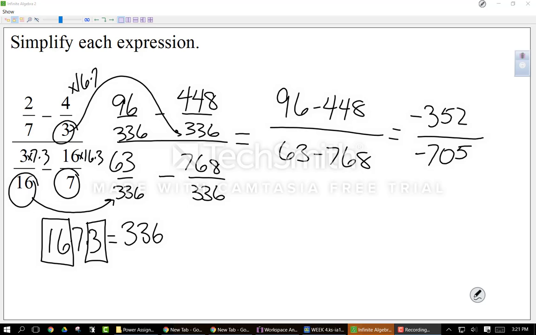So what do I know right now? I know that I have a negative on top and a negative on the bottom, so they make a positive number. Then I need to see if I can divide them by 2 or 3 or 4 or 5 and so on. And if you keep going through all your numbers, you'll realize that you can't divide them by anything. So that means our answer is going to be 352 over 705.